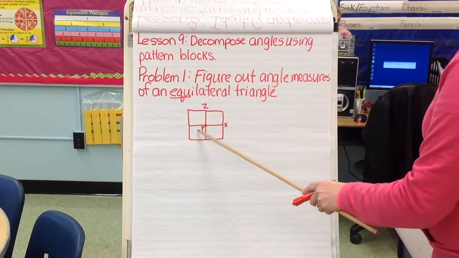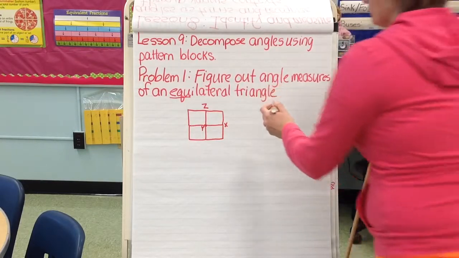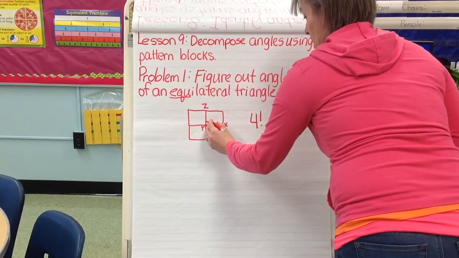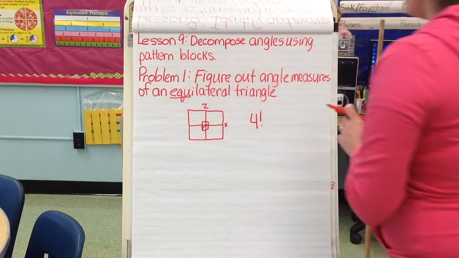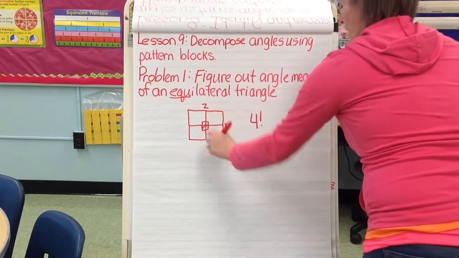How many right angles do we have? If you said 4, you are correct. There are 4 right angles. Okay? And I'm using my little mark to show the right angle. We have angles Z, Y, X.